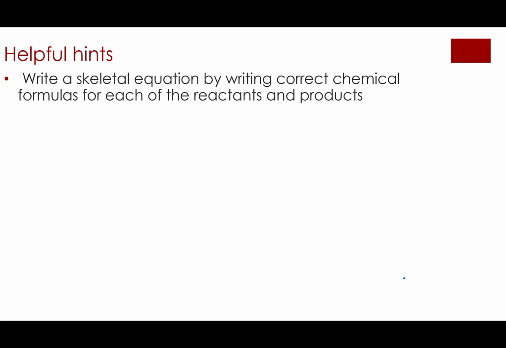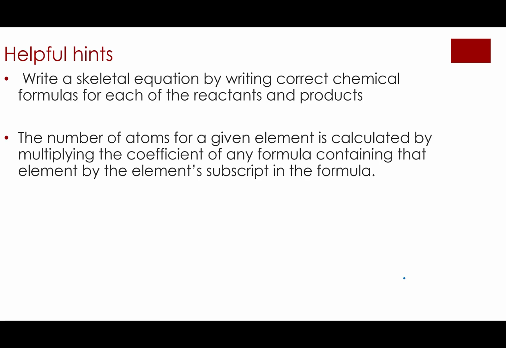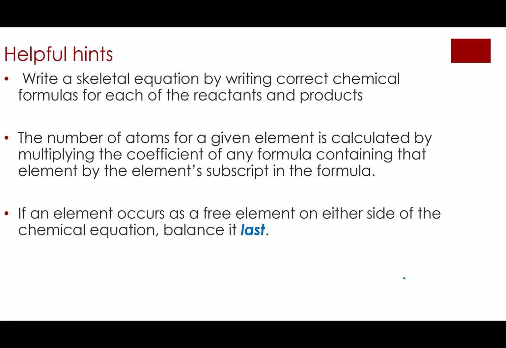So just a few helpful hints before I leave you to go practice these on your own. Number 1, we're going to write a skeletal equation. So far, I've given you the equations, so that's kind of a silly step. But eventually, you'll have a problem where these equations are written in words, and you'll have to get the equation onto the paper. Step 2, the number of atoms for the given element is calculated by multiplying the coefficient by the subscript. So when you do start adding coefficients, we're multiplying those 2 numbers. We're not adding them together.